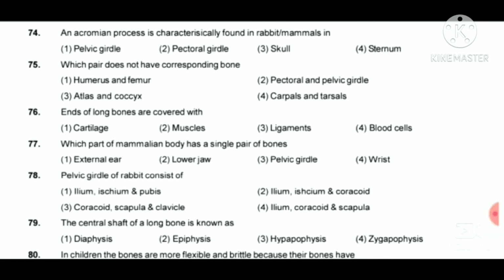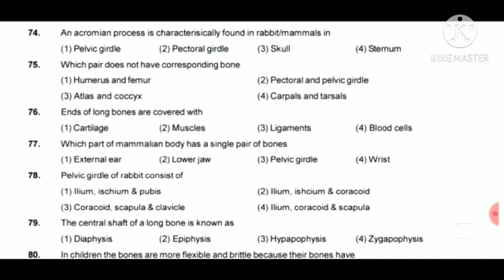Which pair do not have corresponding bone? Number 1, humerus and femur. Number 2, pectoral and pelvic girdle. Number 3, atlas and coccyx. Number 4, carpals and tarsals. And the answer is option number 3, atlas and coccyx. Atlas is the C1 or the cervical vertebra, whereas coccyx is also known as the tailbone. So this pair do not have corresponding bones. So the answer is option number 3.